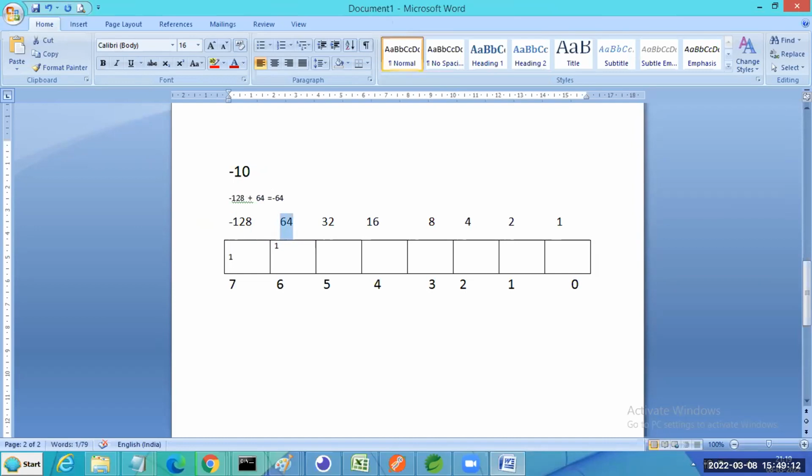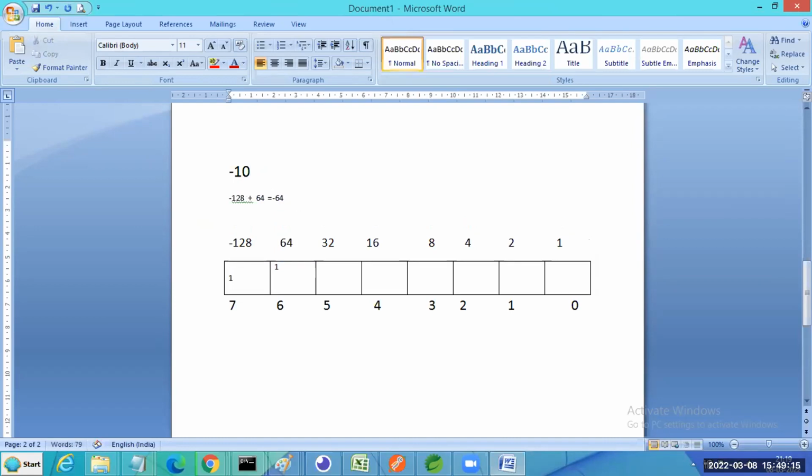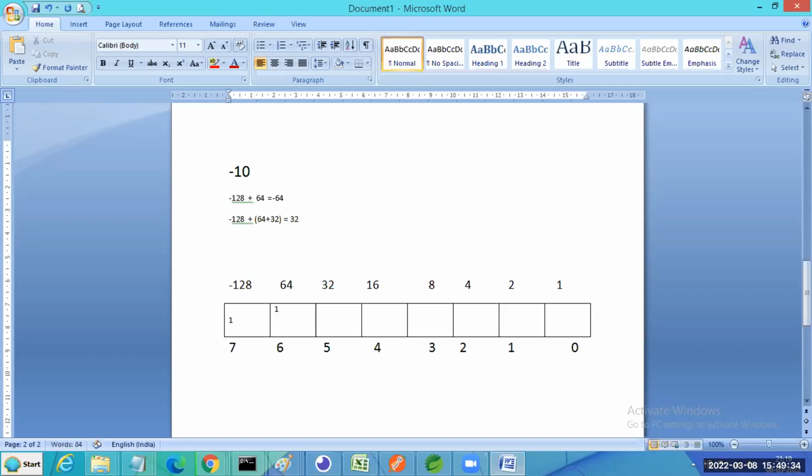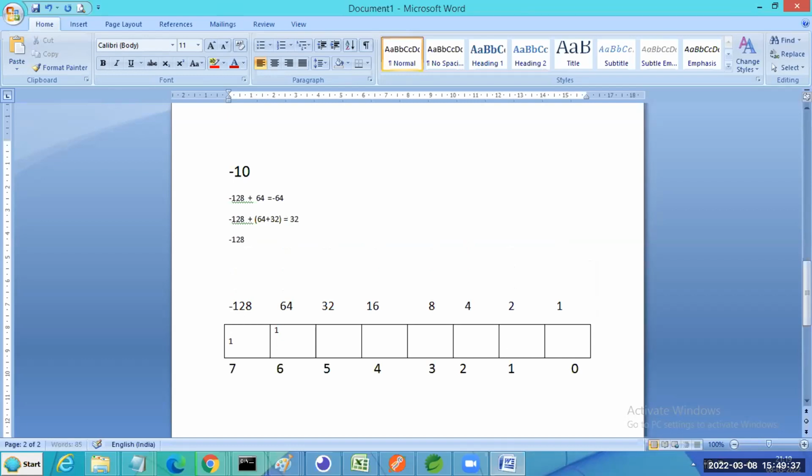Minus 128 plus 64 plus 32 is how much? Minus 32. Then minus 128 plus 64 plus 32 plus 16 is how much? Minus 16.